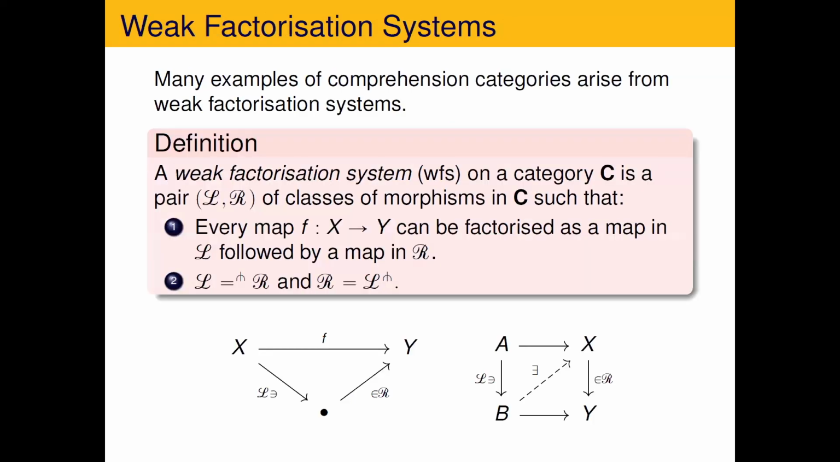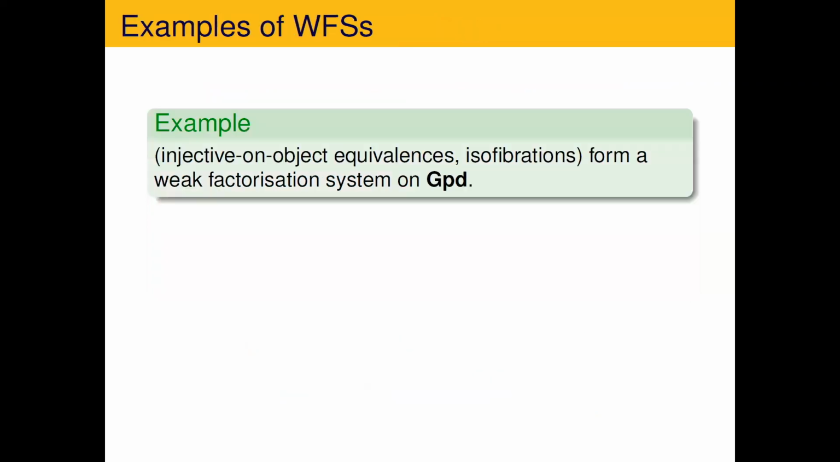So many more examples are found by weak factorization systems. A weak factorization system is a pair of classes of maps in the category, such that every arrow can be factorized as a left map followed by a right map, and these maps lift against each other. So left maps lift against right maps. This is studied, for example, in Pietrangelo North's PhD. So, some examples of this.